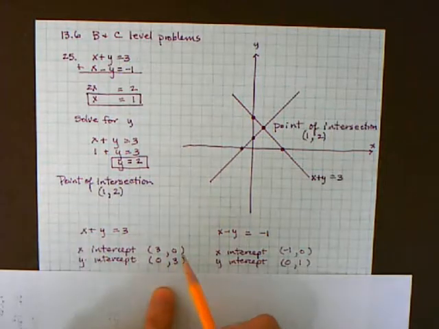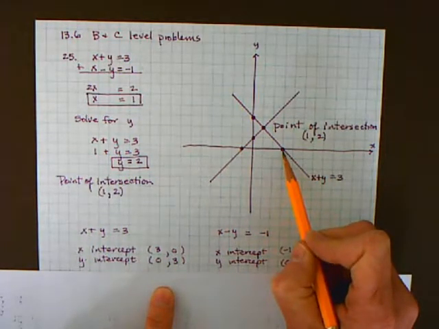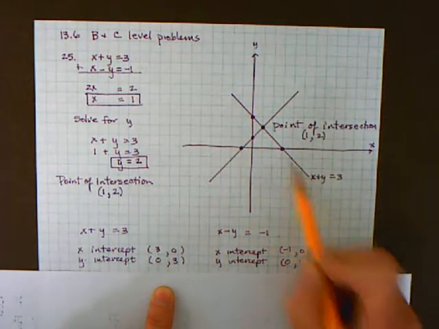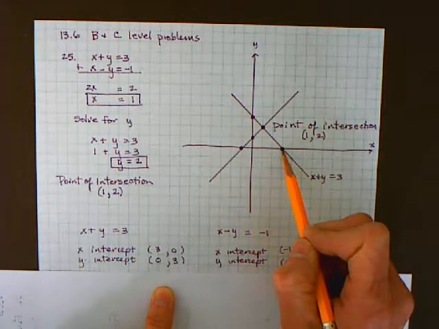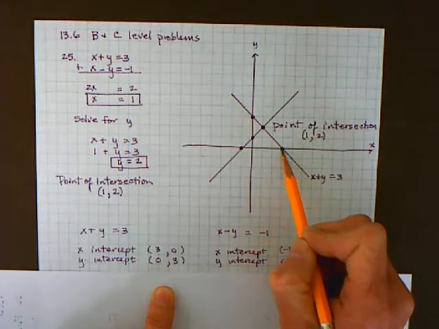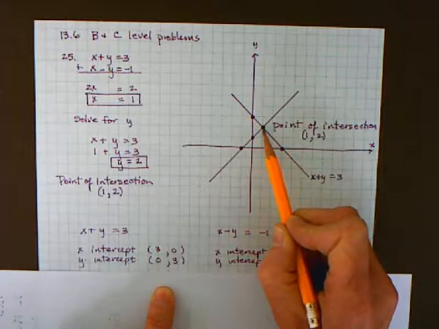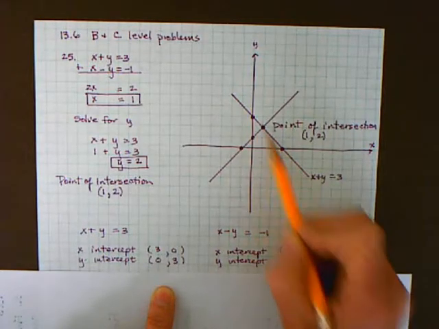So this first equation, the x-intercept here is 3, 0, and the y-intercept is 0, 3. So when I connect the dots here, I get this line. Now you'll notice that this point is the x-intercept, y-intercept, and this is the point of intersection. Remember, that's what it means to be a point of intersection, right? All three of these points are on the same line.